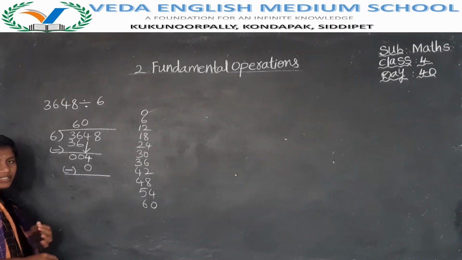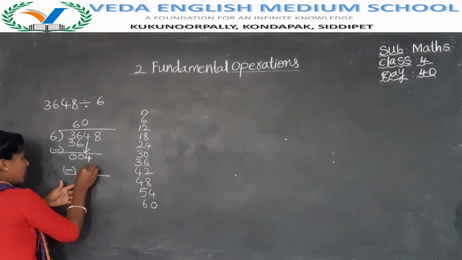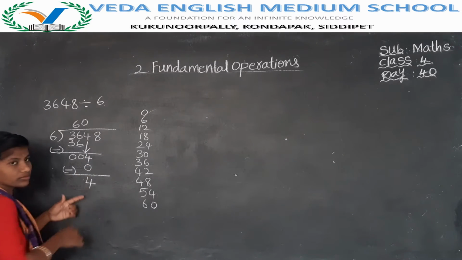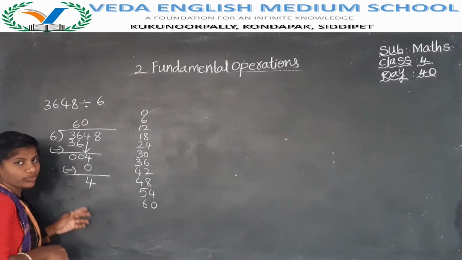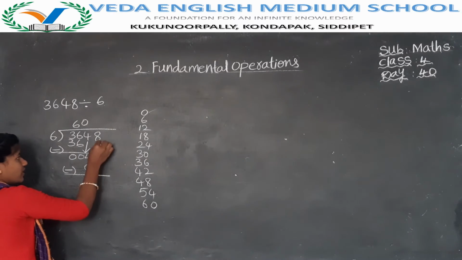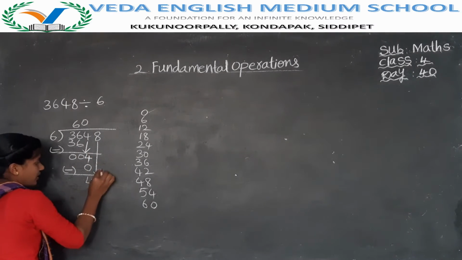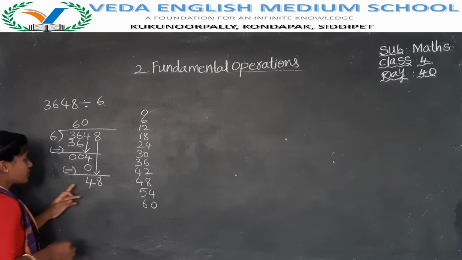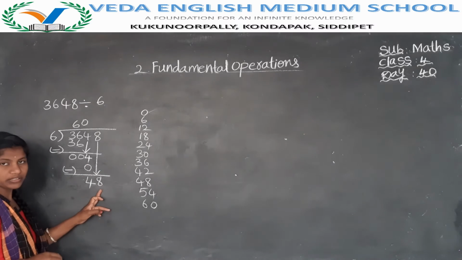Now subtract. 4 minus 0 gives 4. Now after 4, what do I have here? 8. Now bring down that 8. Now it becomes 48.